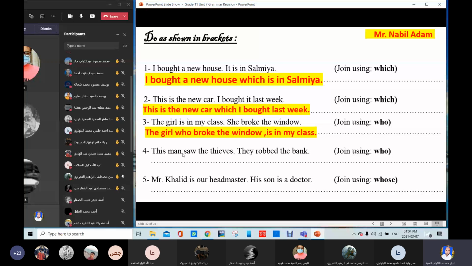Thieves. The thieves. So you should have the noun before the pronoun. This man saw the thieves who robbed the bank. Who robbed the bank?